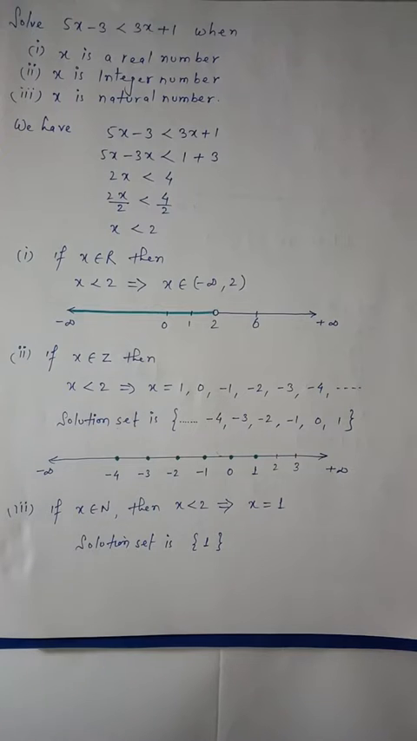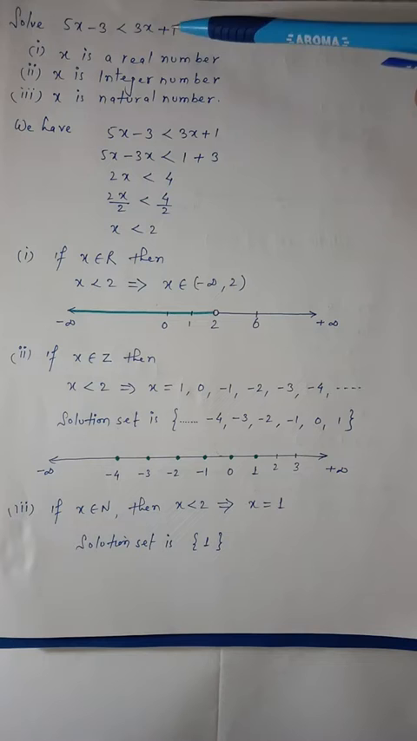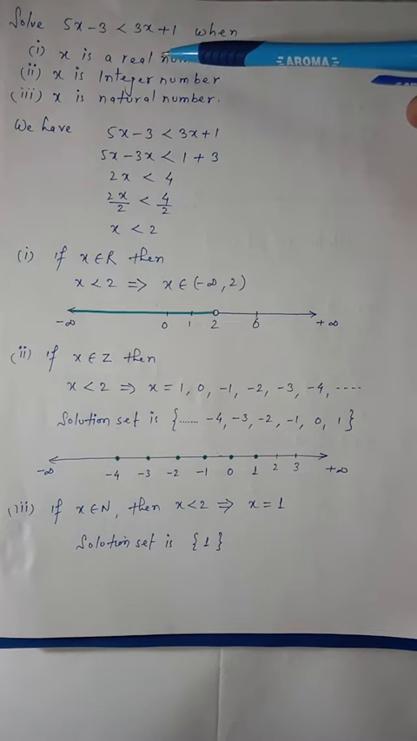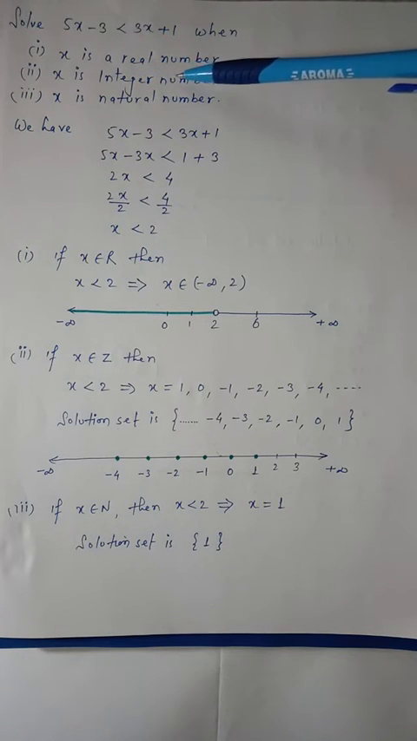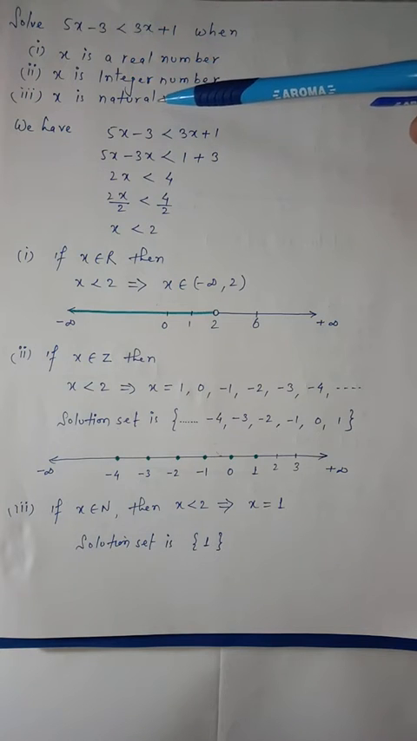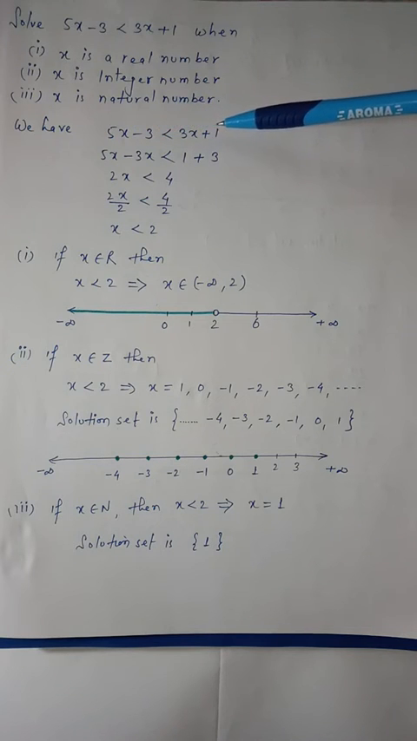So as of now we have discussed basic problems, but take an interesting problem. Here you have to solve this inequality 5x minus 3 less than 3x plus 1 under three different conditions. Our solution will be different when conditions are different. First case, when x is a real number; second, when x is an integer; third, when x is a natural number. So we have 5x minus 3 less than 3x plus 1.